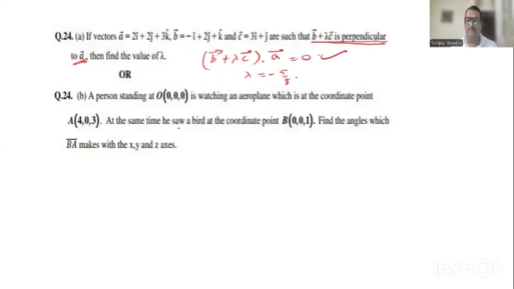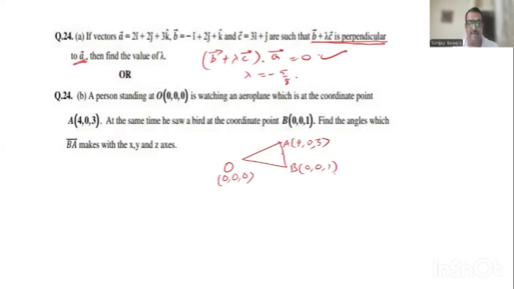Then part B of question 24 is a competency based question, and you have to think over it because it cannot be done without having proper understanding of direction cosines of vectors. So origin we have, and there is a point A, (4, 0, 3). Another point is B, it is (0, 0, 1). We have to find the angles which BA makes with x, y, and z axis.